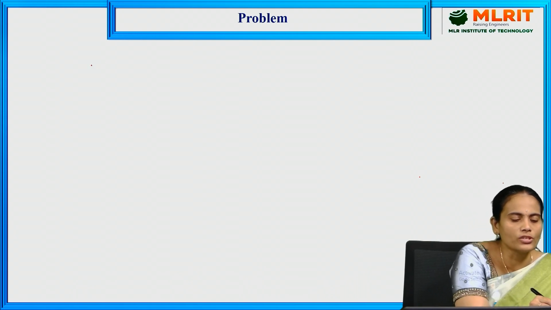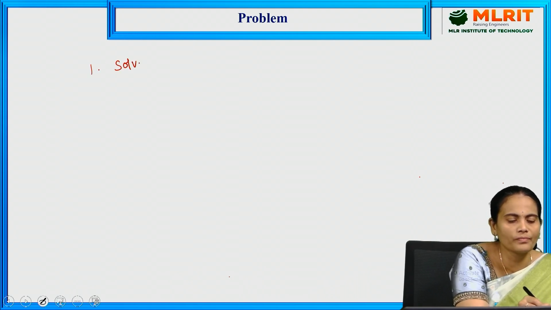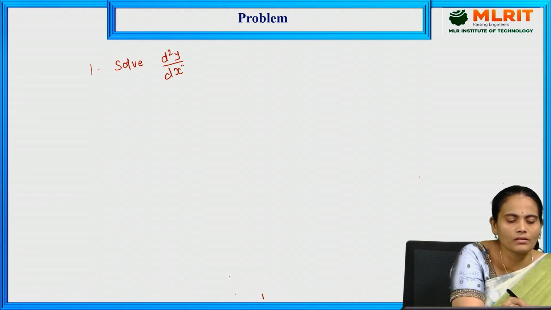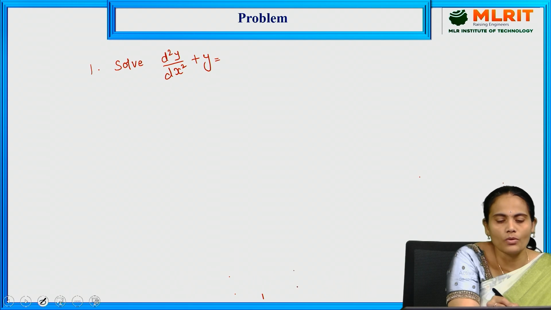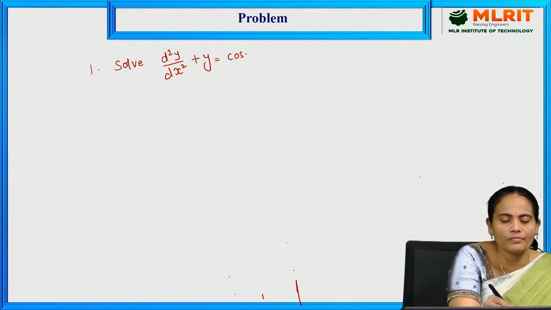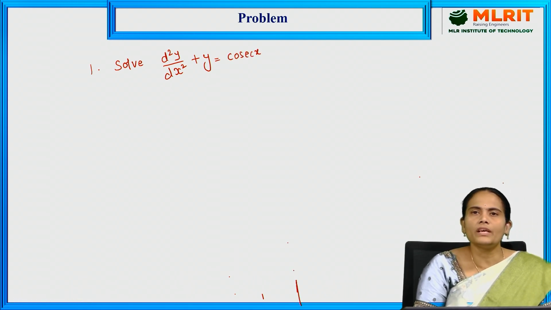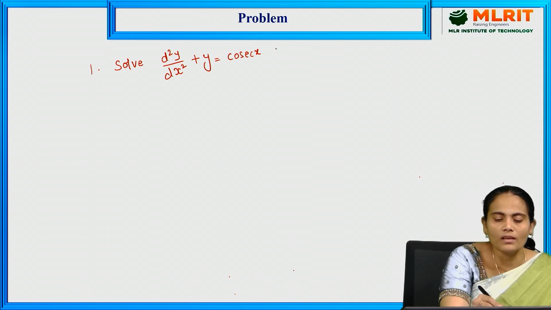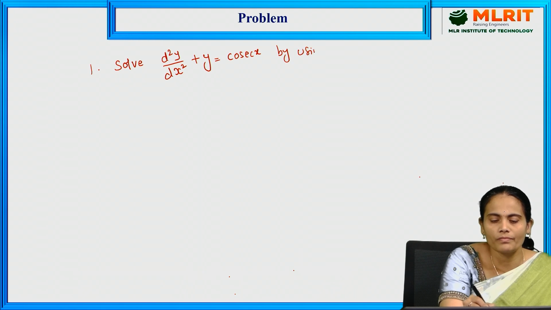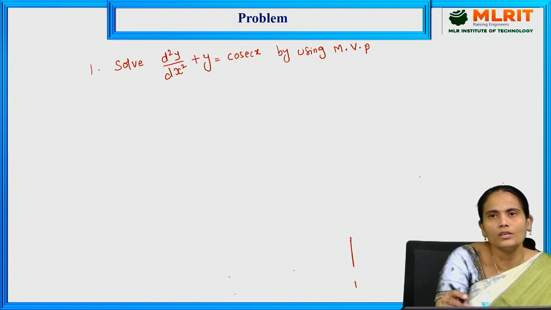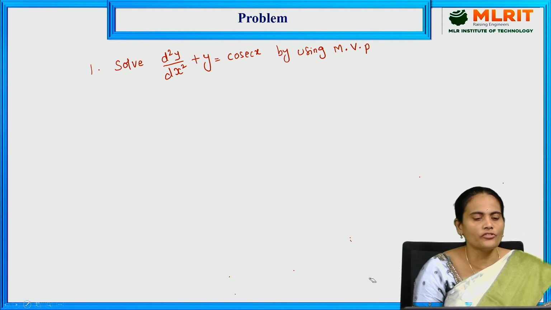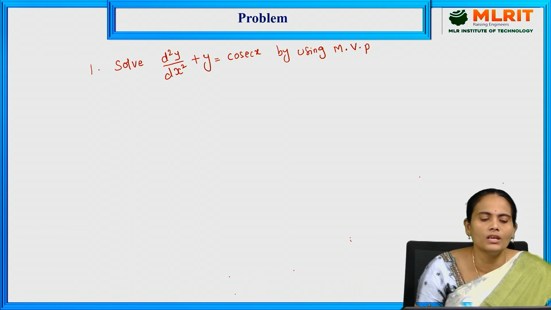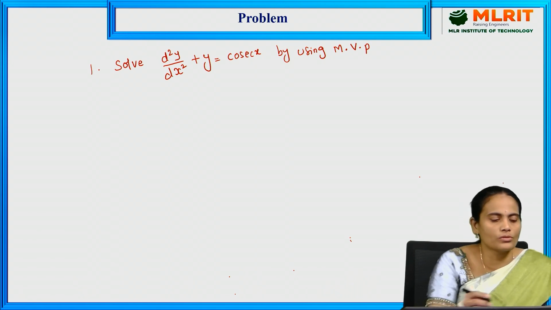So now see the question. To solve d square y by dx square plus y is equal to cosecant x, by using the method of variation of parameters. Now we are going to solve this type of differential equation. So now let's see the solution.